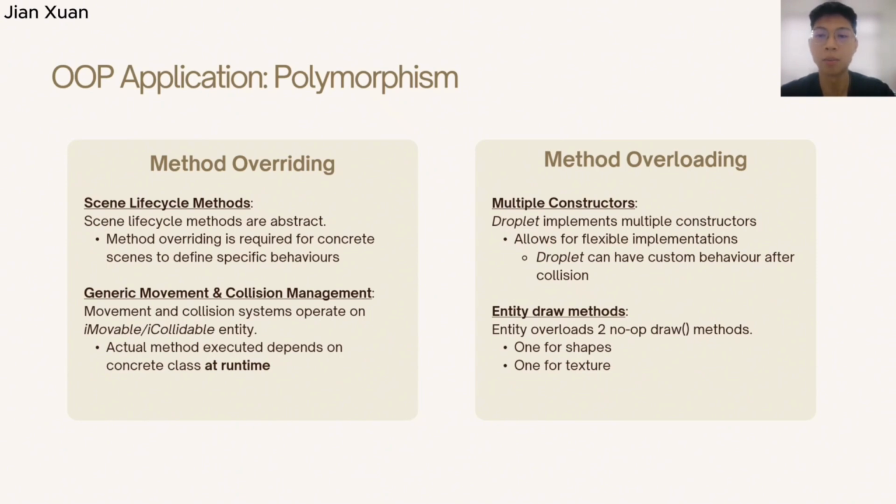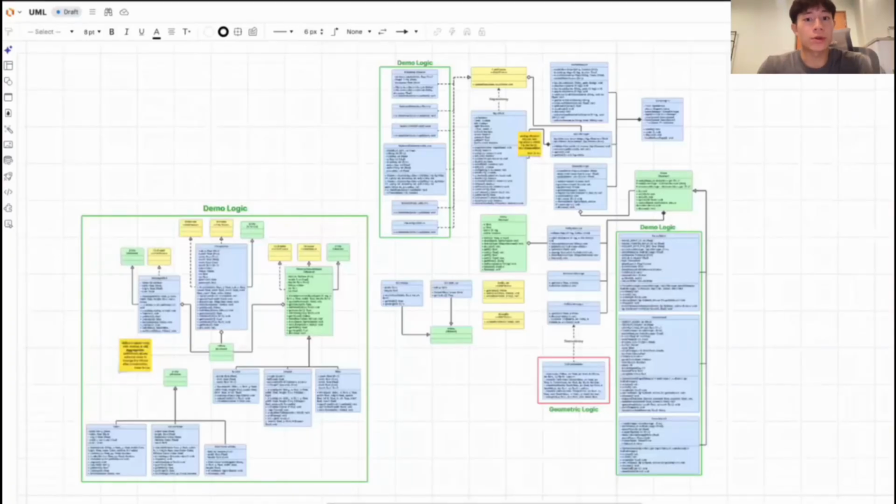For method overloading, Droplets implements multiple constructors for flexible instantiations, and entity overloads two no-op draw methods, one for shapes and one for textures. Thank you. Now let's run through our UML diagram.